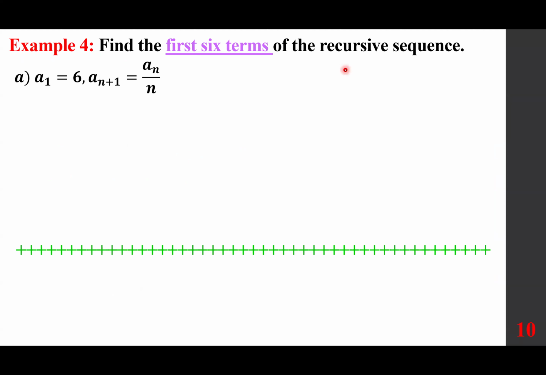Find the first 6 terms of the recursive sequence. a sub 1 is 6, a sub n plus 1 is a sub n over n. Since we have the first one, we are looking for the second one. So what is the formula for a sub 2? According to this, and I want to make sure that you understand how easy it is. All you have to do is say, okay, this is 2, everybody. If n plus 1 is 2, n becomes 1, right? So a sub 1 over 1, which means 6 over 1, which is 6.